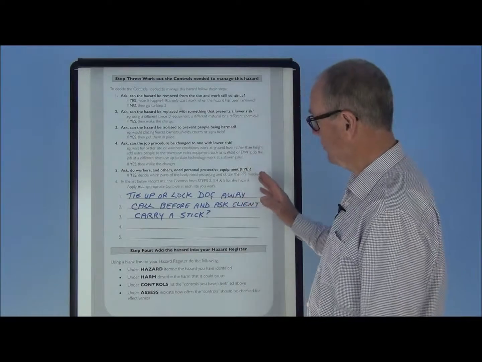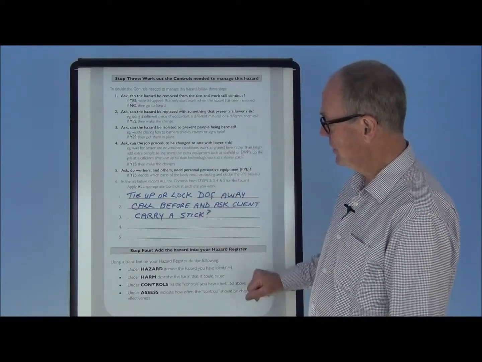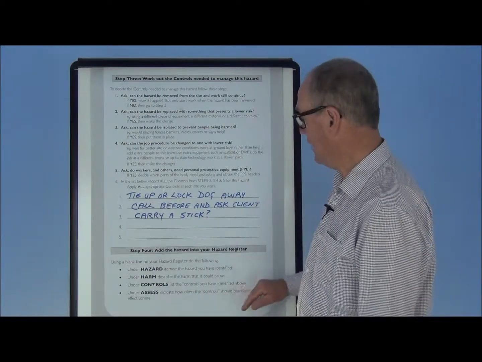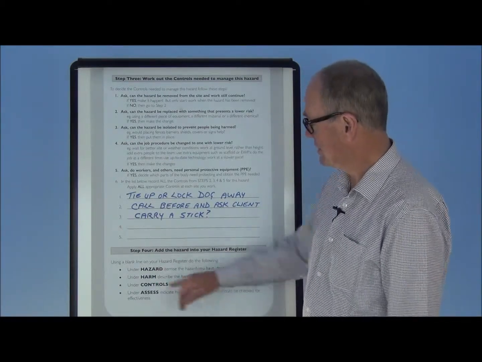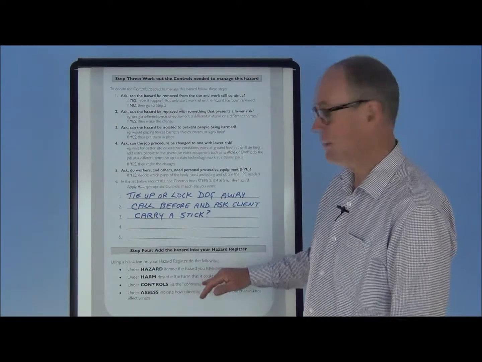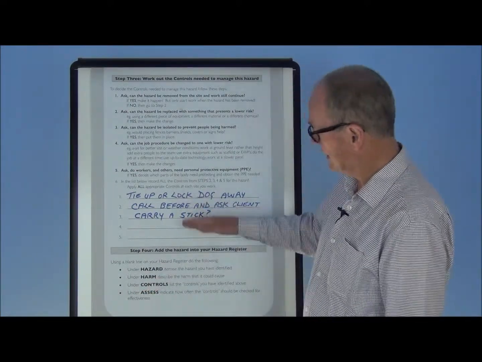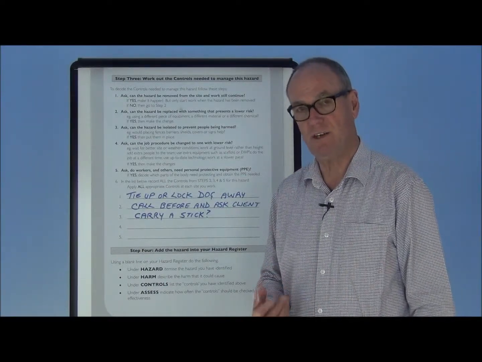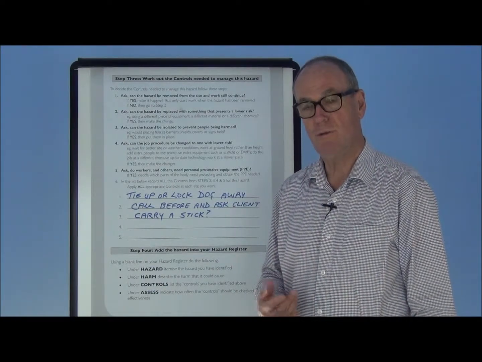Now, if you want to, you can then add this into your hazard register in one of the blank spaces at the back. And you simply put in the hazard, which is dog bites, the harm, which is cuts and bruises and other lacerations, the controls as they're listed here, and then every now and then you would assess it to see if this is still effective as a control in your workplace.